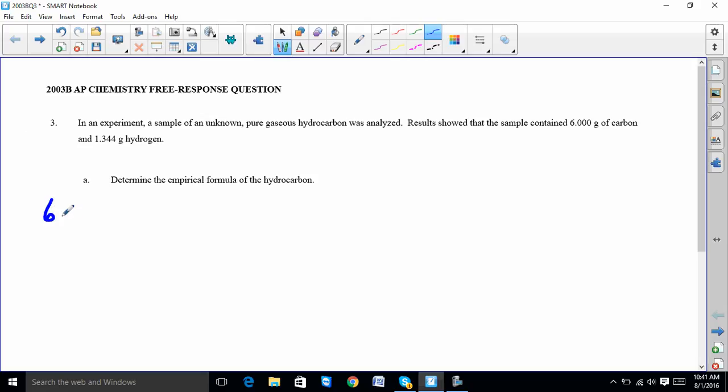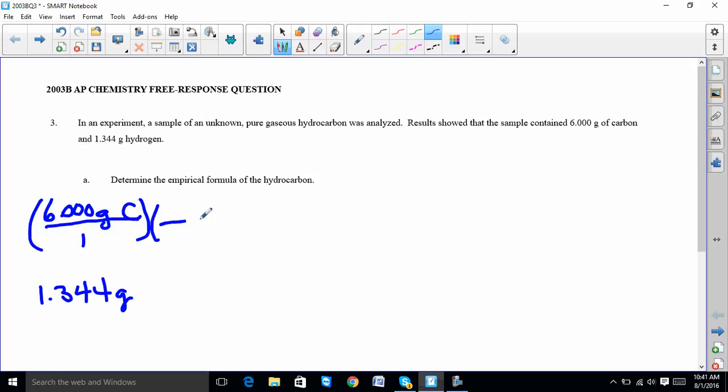So we have 6 grams of carbon and 1.344 grams of hydrogen. And just remember that inside a chemical formula like H2O, that's a mole ratio. So the first thing we're going to do is convert both of these to moles. So there's 12.01 grams in a mole of carbon.